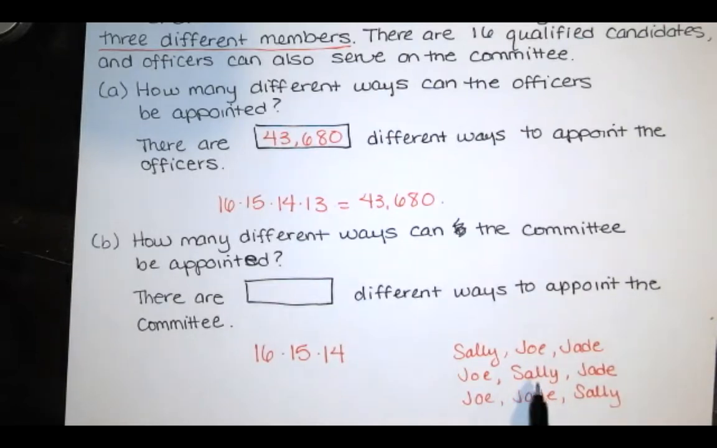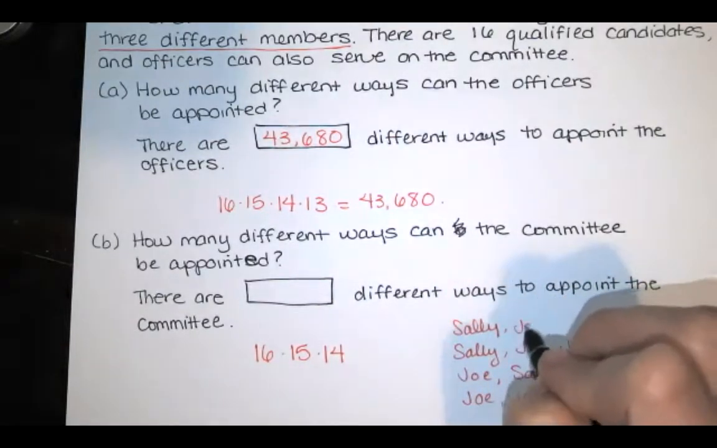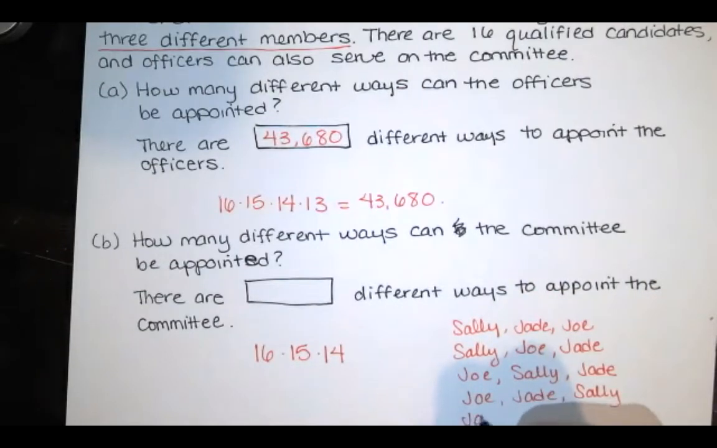So Joe can go first and then I can choose Sally or Jade, or Joe can go first and then I can choose Jade or Sally. Or I could choose Sally first and then choose Joe or Jade, or then I could choose Sally next and then choose Jade or Joe. Or we could have chosen Jade first and then chosen Sally and then Joe. Or we could have chosen Jade first and then chose Joe and then Sally.